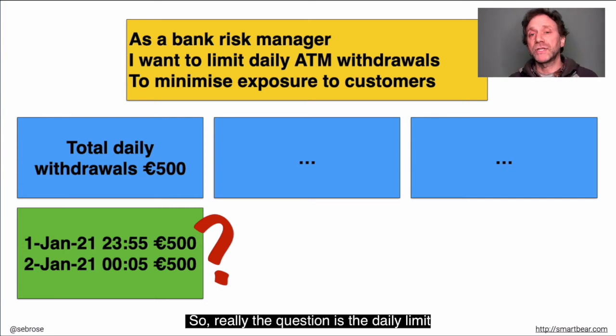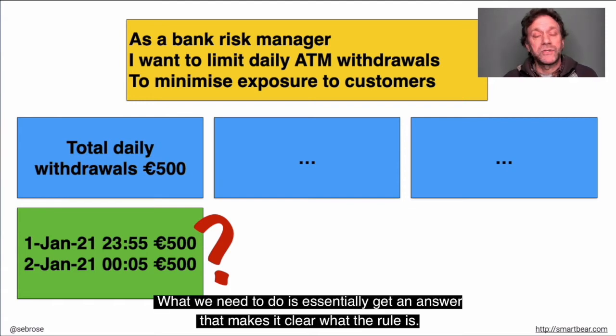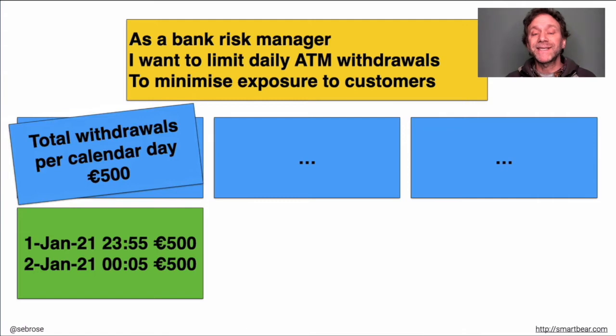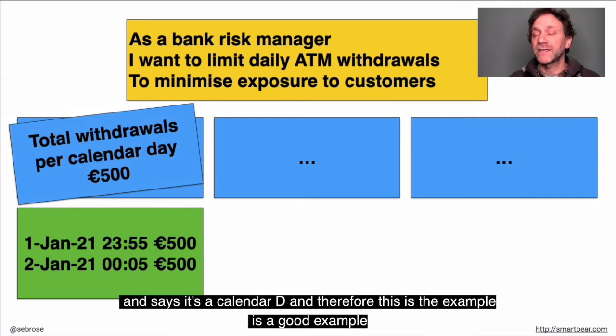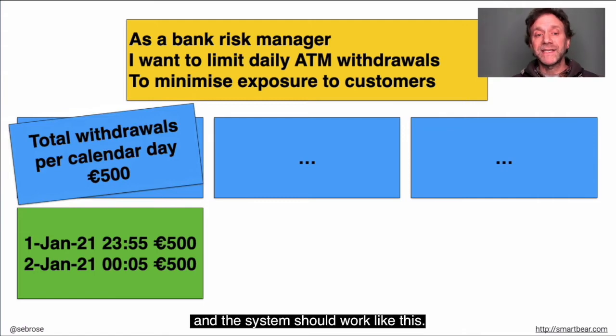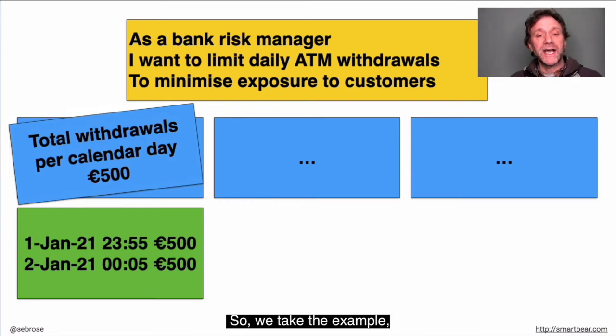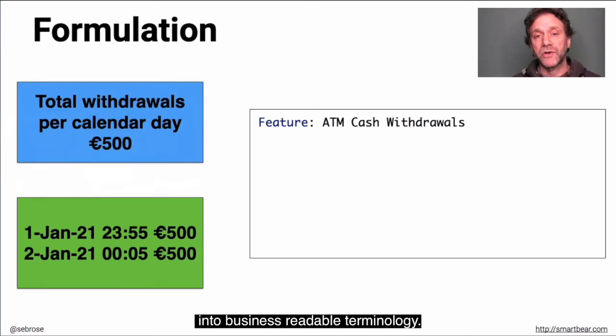So really the question is, is the daily limit a 24-hour limit, or is it a calendar day limit? What we need to do is essentially get an answer that makes it clear what the rule is. In this situation, the product owner is able to answer it and says it's a calendar day, and therefore this example is a good example, and the system should work like this.